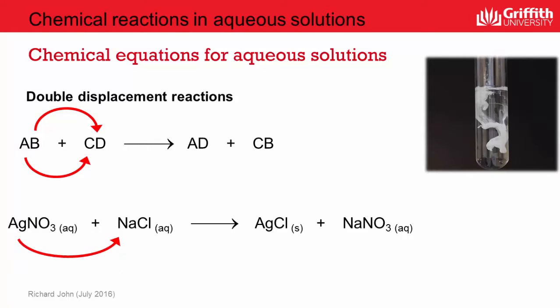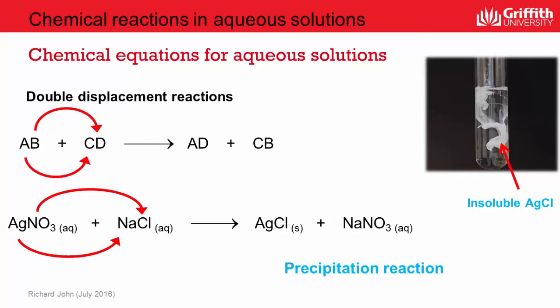In effect, what's happening here is the silver cation is displacing the sodium cation, and we get the silver chloride formed, and the nitrate anion is displacing the chloride anion, and we get the sodium nitrate formed. So this double displacement or metathesis reaction involves an exchange or a swapping of anion and cation pairs, and we get the solid insoluble silver chloride formed there. Precipitation reactions are a classic example of double displacement or metathesis reactions.